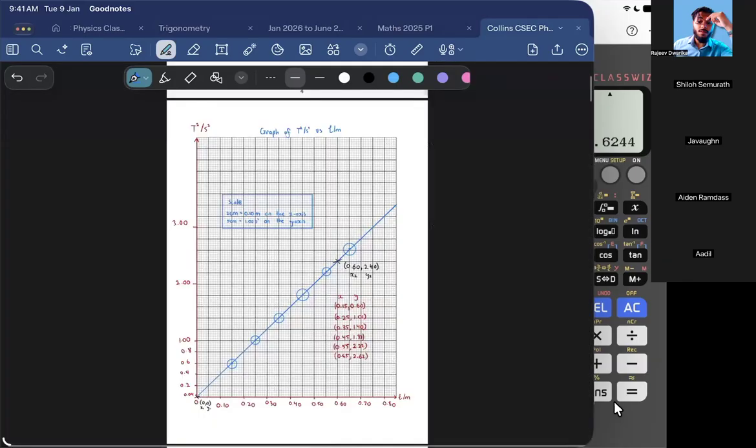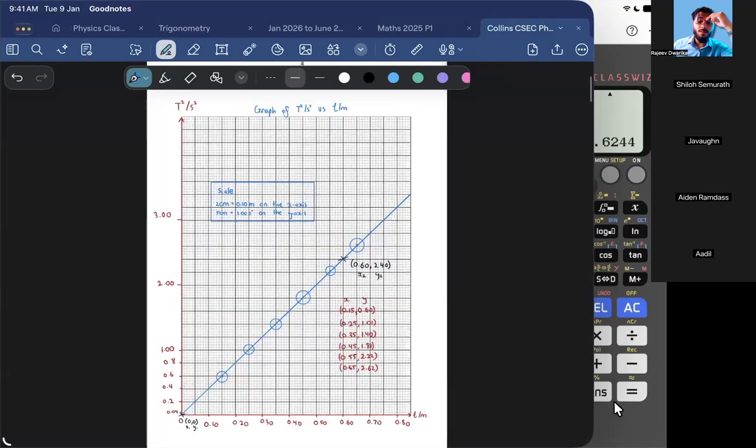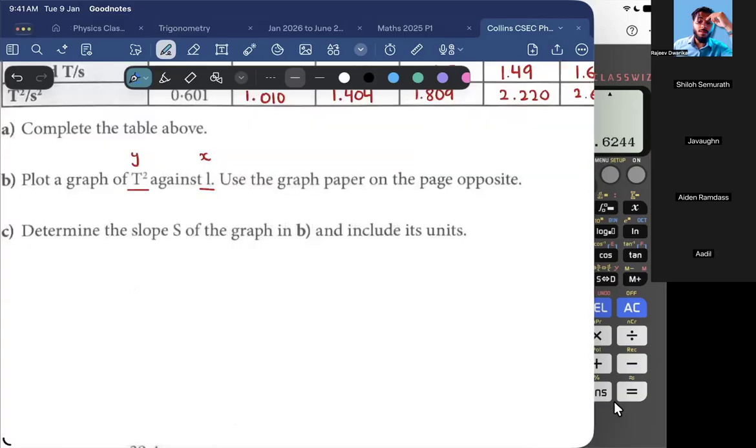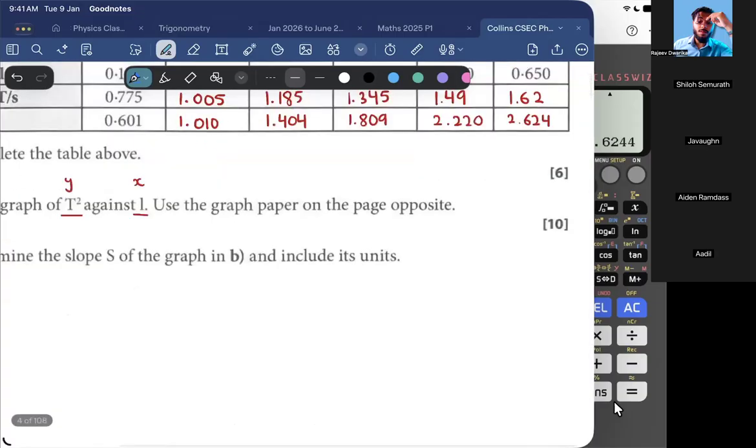So is our graph taking up most of the page? Yes, sir. Do I have a title? Yes, sir. Have I labeled my axes? Yes, sir. Do I have the scale? Yes. Cool. So we have 16 marks in the bag, guys. 16 real marks. Nice.